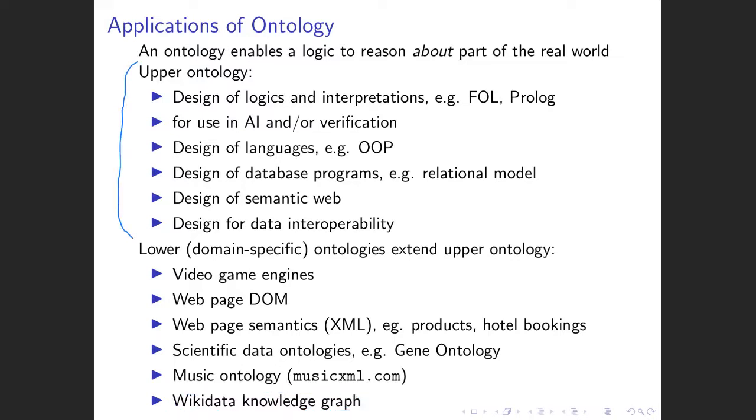And ideally, they go together. A lower ontology should build on an upper ontology. You first agree on what your basic entities are. Are we having objects? Are we having relations? Are we having events? Are we having space and time? And then you define your lower ontology as an extension of the upper ontology.